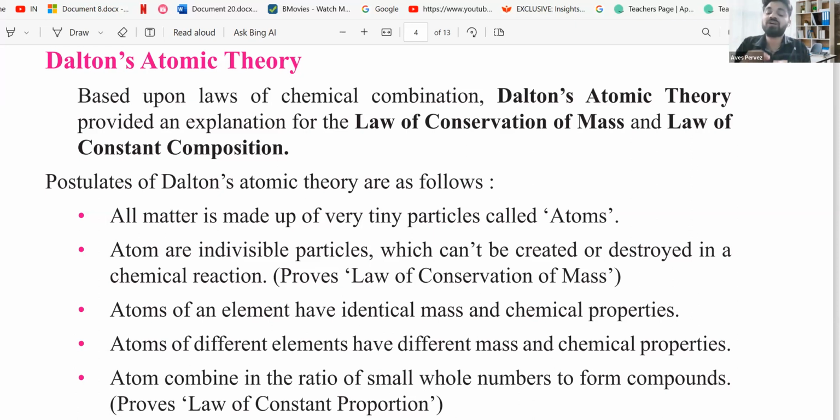So if I ask you which postulate of Dalton's atomic theory proves the law of conservation of mass, this is the postulate that atoms can neither be created nor destroyed, because you can't create the atom, nor can you destroy the atom.